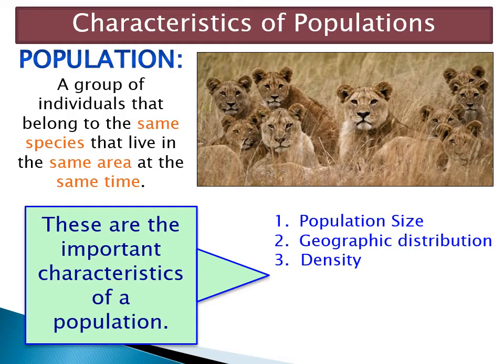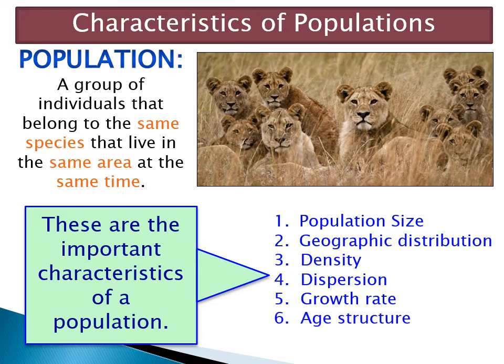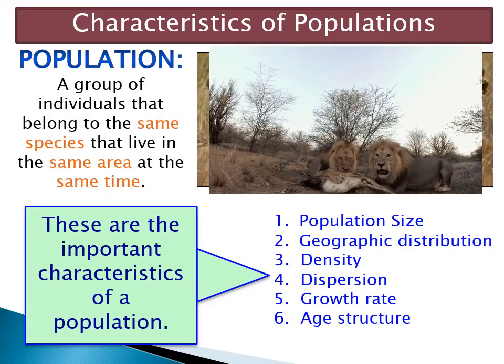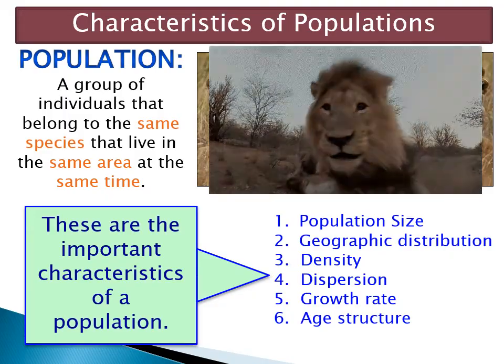Density of the species, which can affect their geographic distribution. Do they clump together like a pride of lions, or do they spread apart evenly into their territory like tigers do? All right, dispersion is along the same thing as how they are dispersed. Growth rate, how quickly can they grow if their numbers are small? Age structure, is the population made of more older individuals or younger individuals? Right. That's just for fun.